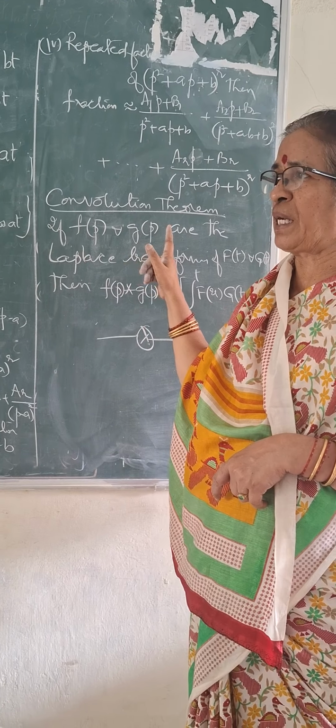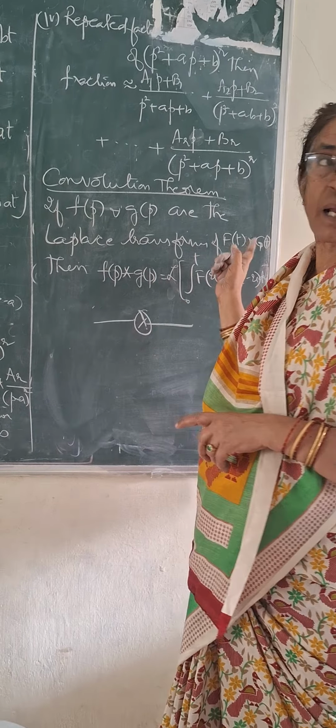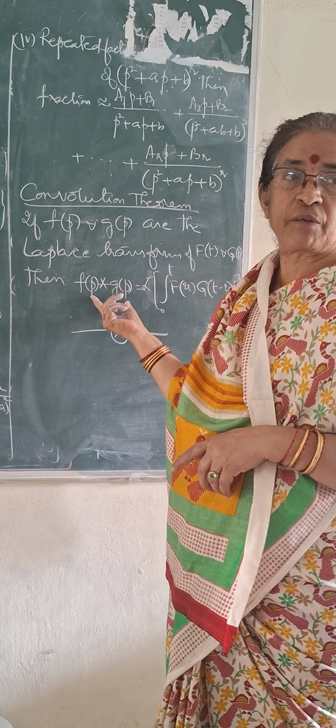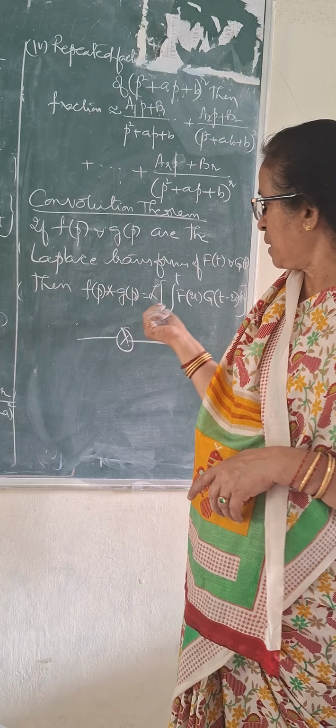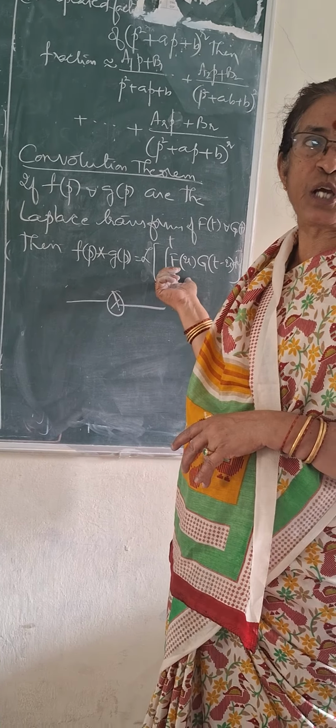If small f of p and small g of p are both Laplace transforms of F of t and G of t respectively, then the product f of p times g of p is nothing but the Laplace transformation of the integral 0 to t of F of u into G of t minus u du.